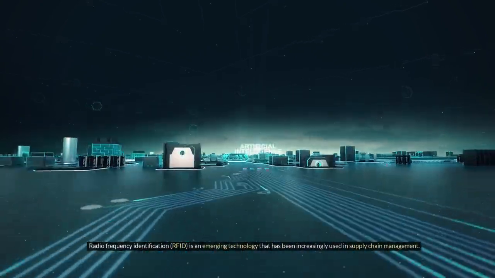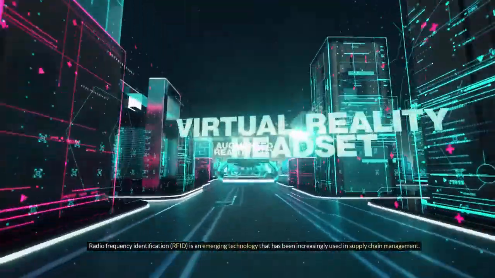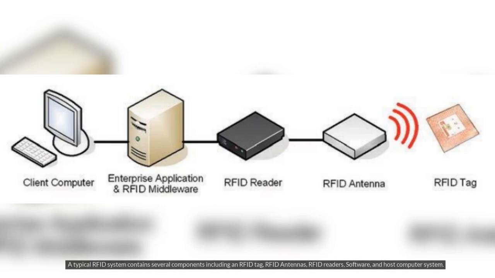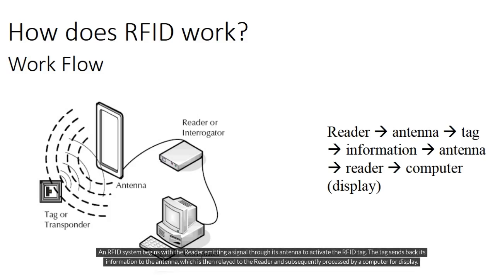Radio frequency identification, RFID, is an emerging technology that has been increasingly used in supply chain management. An RFID system uses radio waves to automatically identify individual items or track objects without a direct line of sight. A typical RFID system contains several components including an RFID tag, RFID antennas, RFID readers, software, and a host computer system. An RFID system begins with the reader emitting a signal through its antenna to activate the RFID tag.